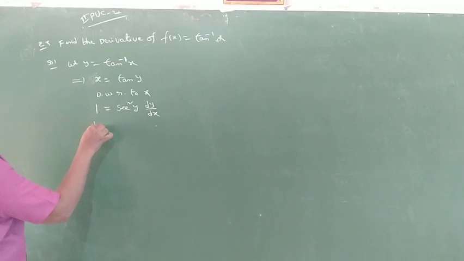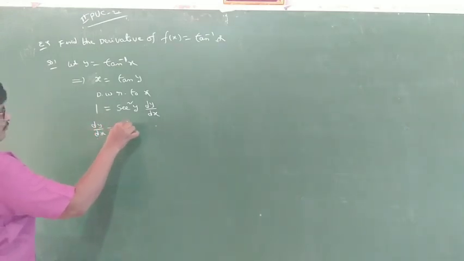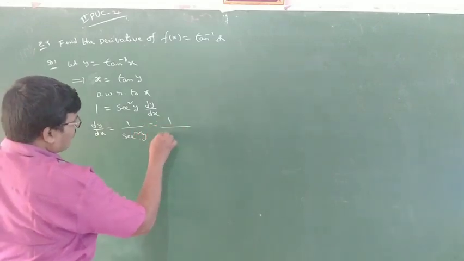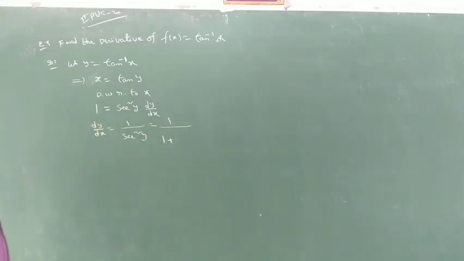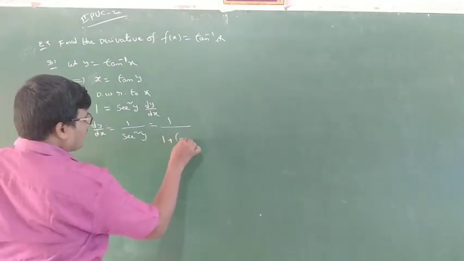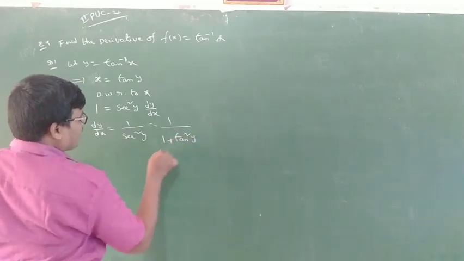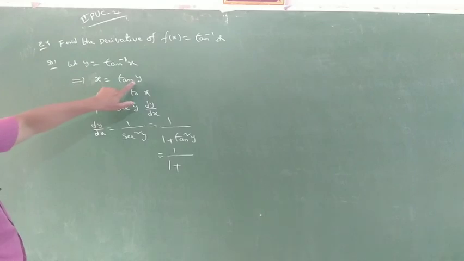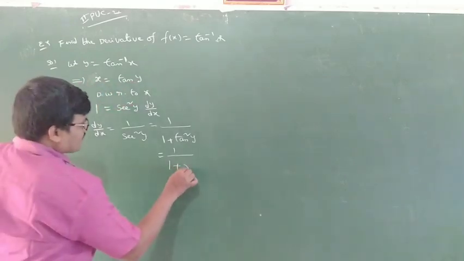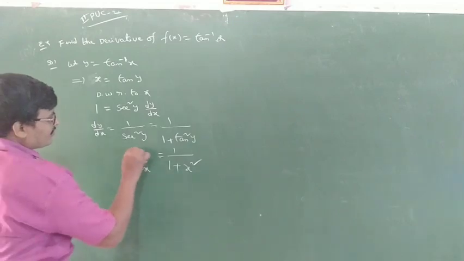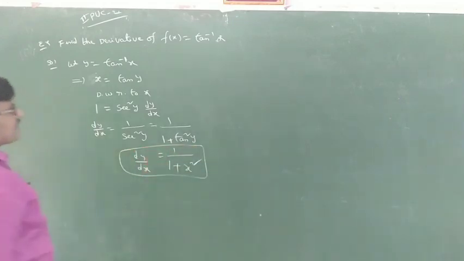So dy by dx is equal to what? 1 by secant square y. The formula: secant square theta minus tan square theta is equal to 1. That's why secant square y is equal to 1 plus tan square y. So 1 by 1 plus tan square y, and tan y is equal to what? x. So dy by dx is equal to 1 by 1 plus x square.